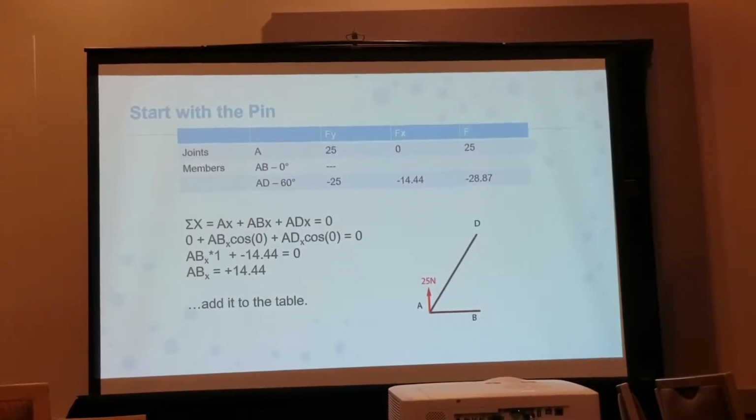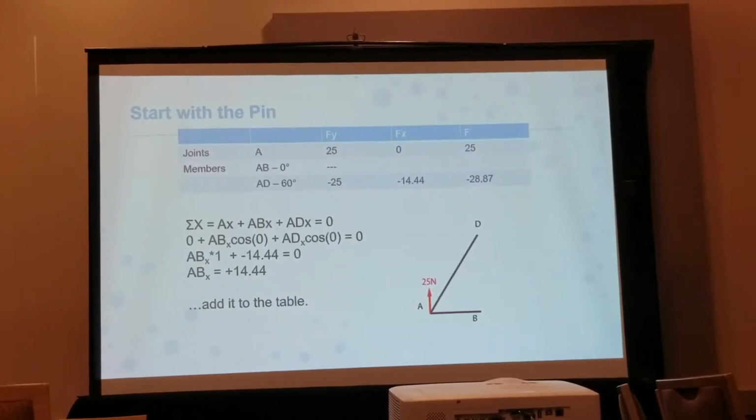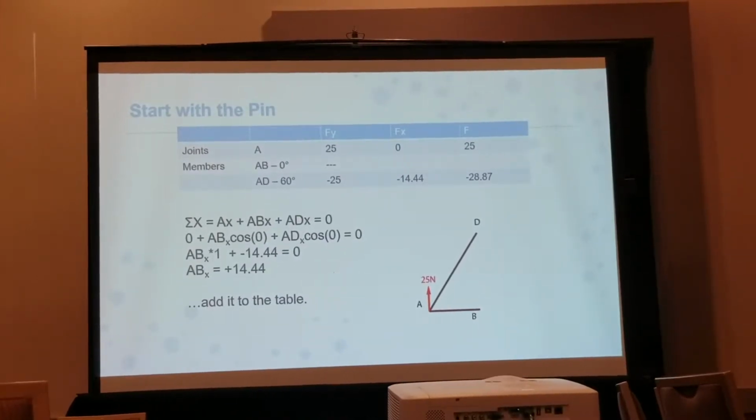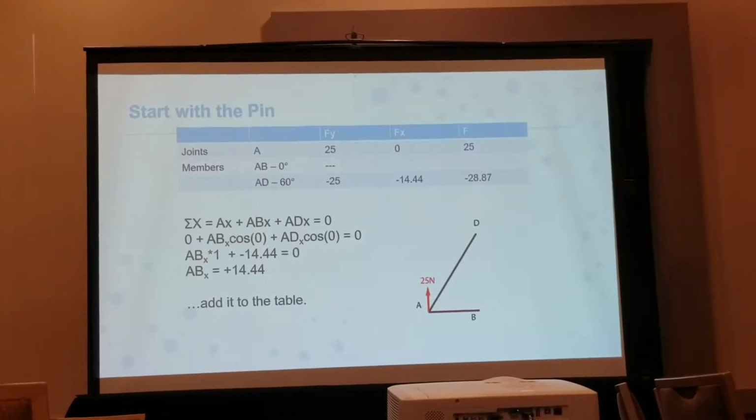What's that? Could just yell out Newton's third law, move on, for the ABFX. Yeah. I know.